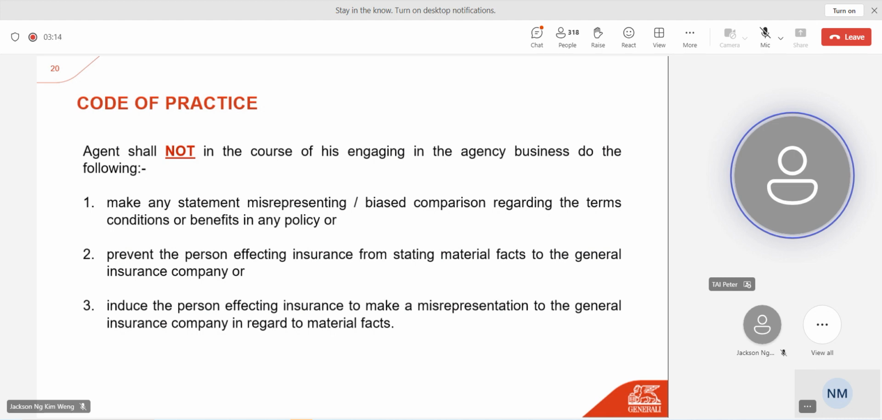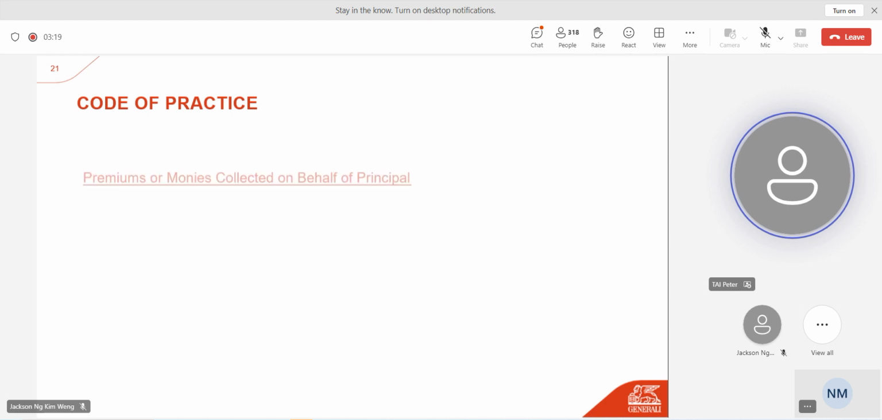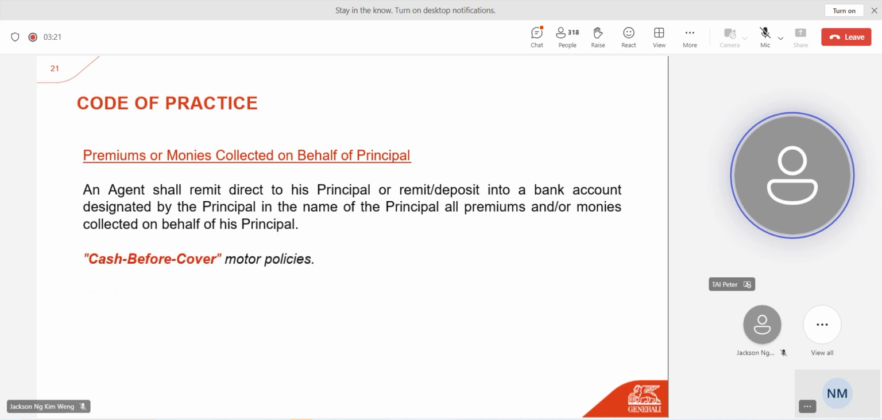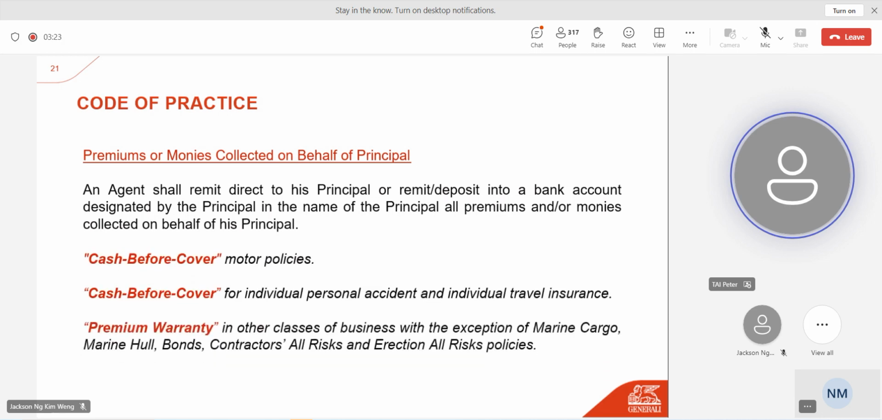This is our code of practice. We must follow. Okay, continue. The next slide. Item number 4. The code of conduct: premium and money collected. Basically, as an insurance agent, you remember what Lee Kuan said just now? When you collect premium, you are collecting premium on our behalf. That money does not belong to you. So the moment you collect, you must quickly remit to us. Especially if it is a cash before cover, you must do it immediately.